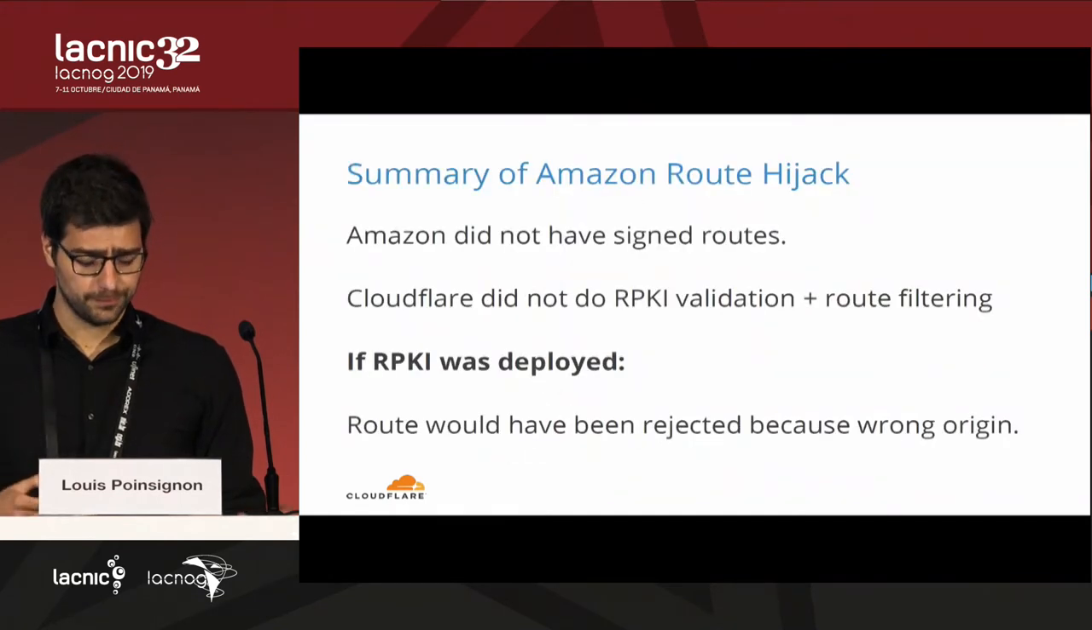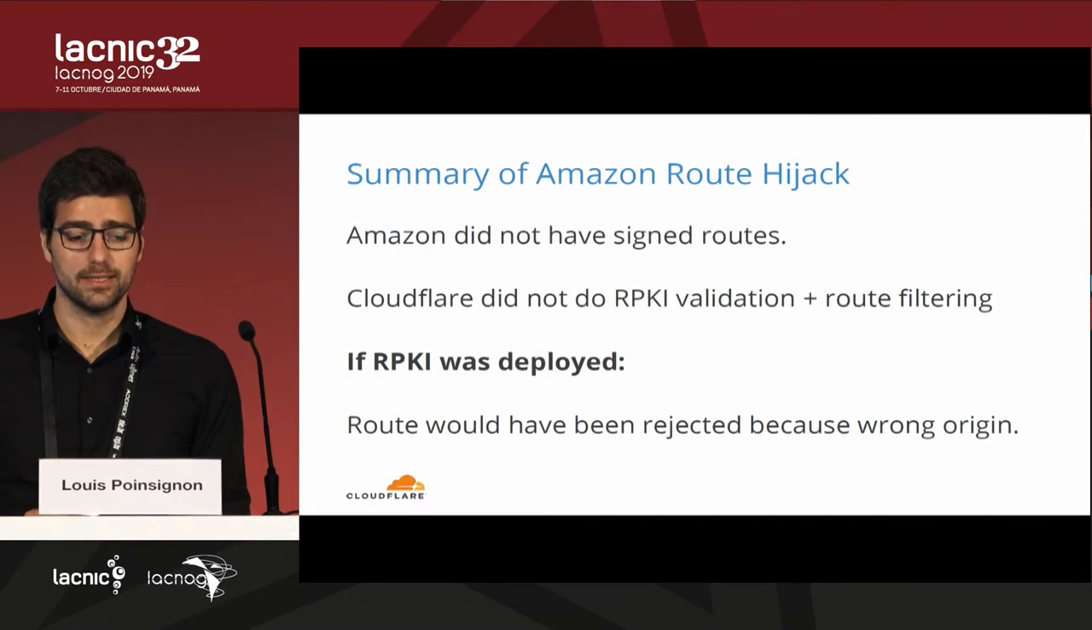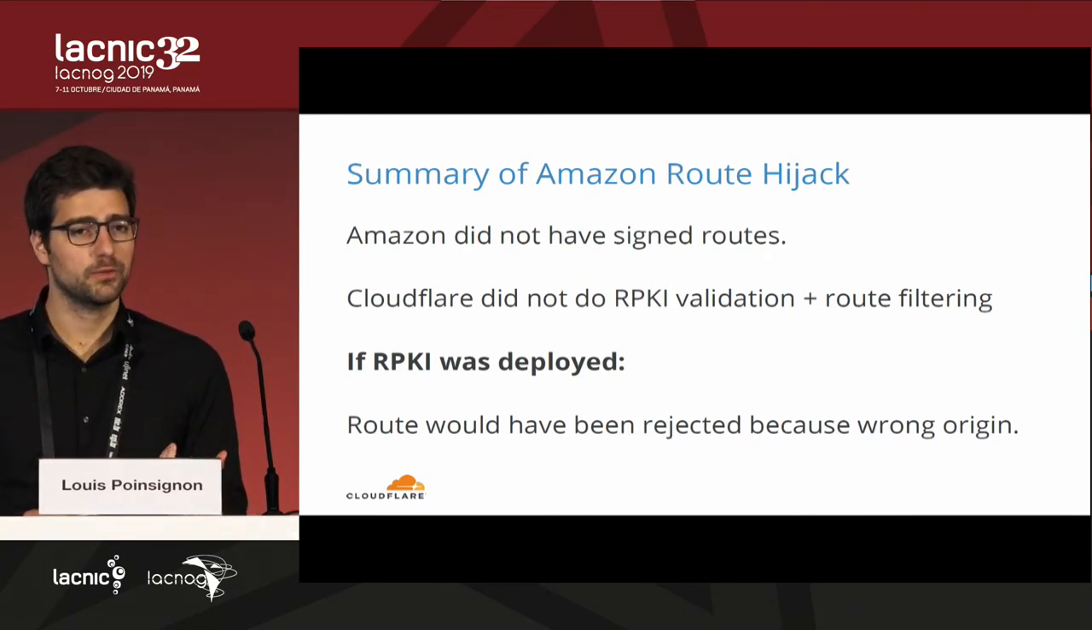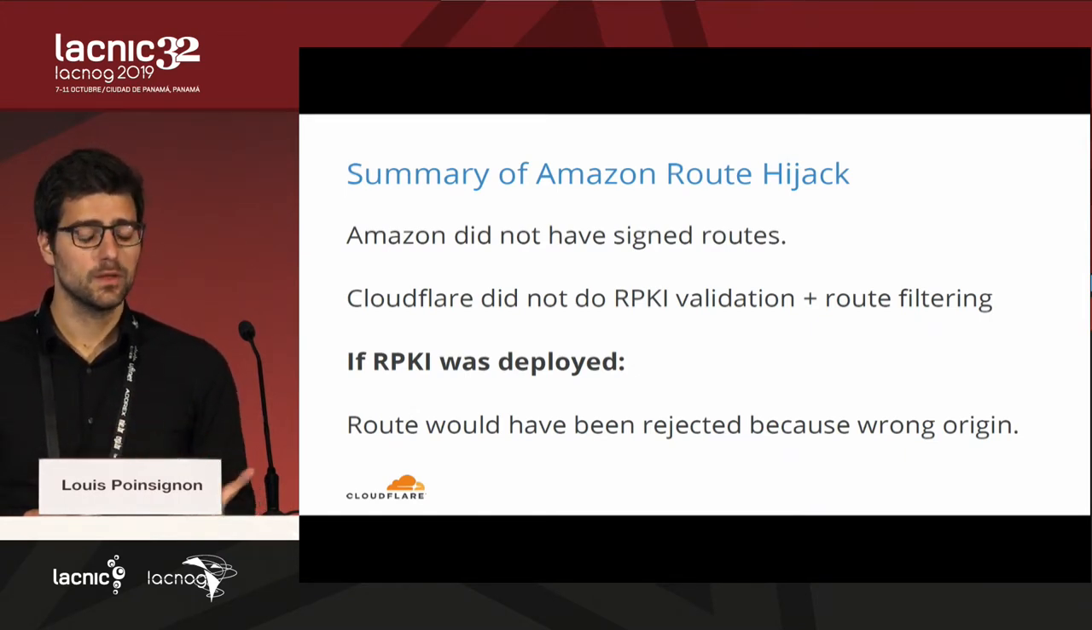So in summary, Amazon had not signed their routes at the time. So there was no way we knew that it was supposed to be Amazon. It was a different AS number at the end of the route. But there was nothing that would tell us that it was supposed to be Amazon.